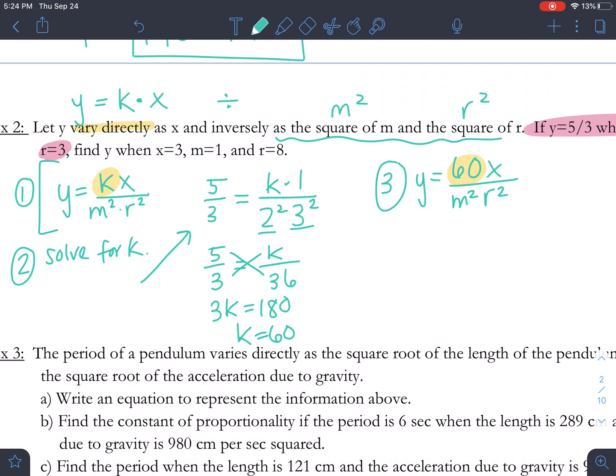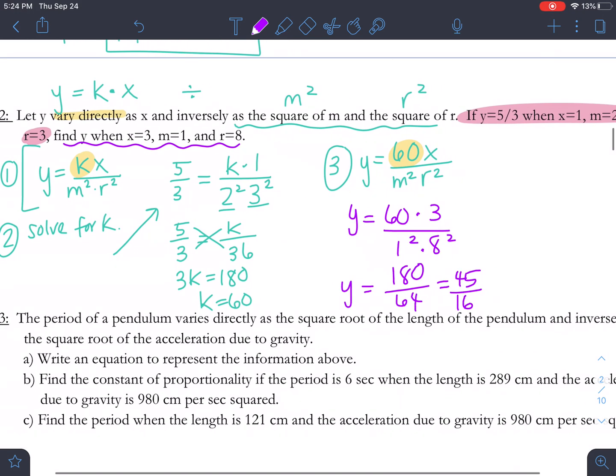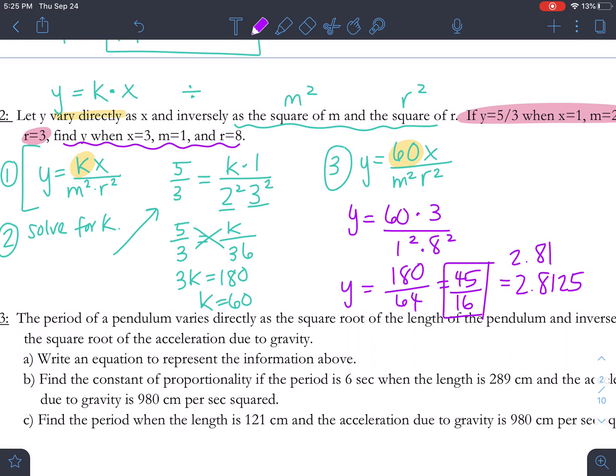All right, so now there's always another part of the situation, which says, find y when x is 3, m is 1, and r is 8. Okay, so now we're going to solve for a different variable. You solve for k, and then typically we have to solve for one more variable. So this gives us y equals 180 over 64, which is the same as 45/16. So that would be a perfect answer, 45/16. Or you can get out that calculator, and this is the same thing as 2.8125. Typically, we round to 3 decimal places, so 2.813.